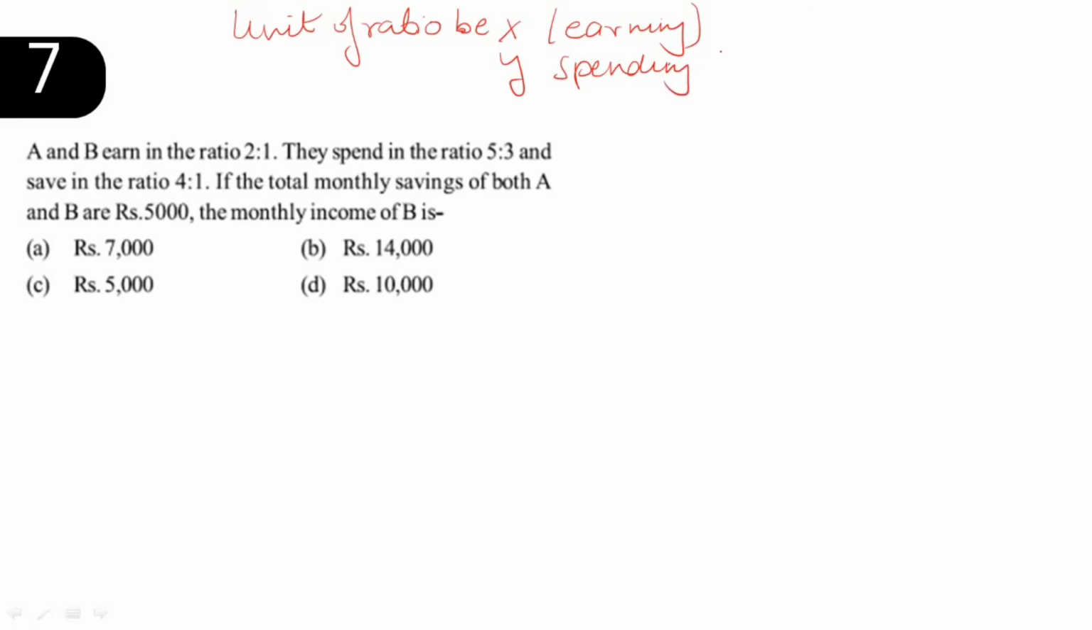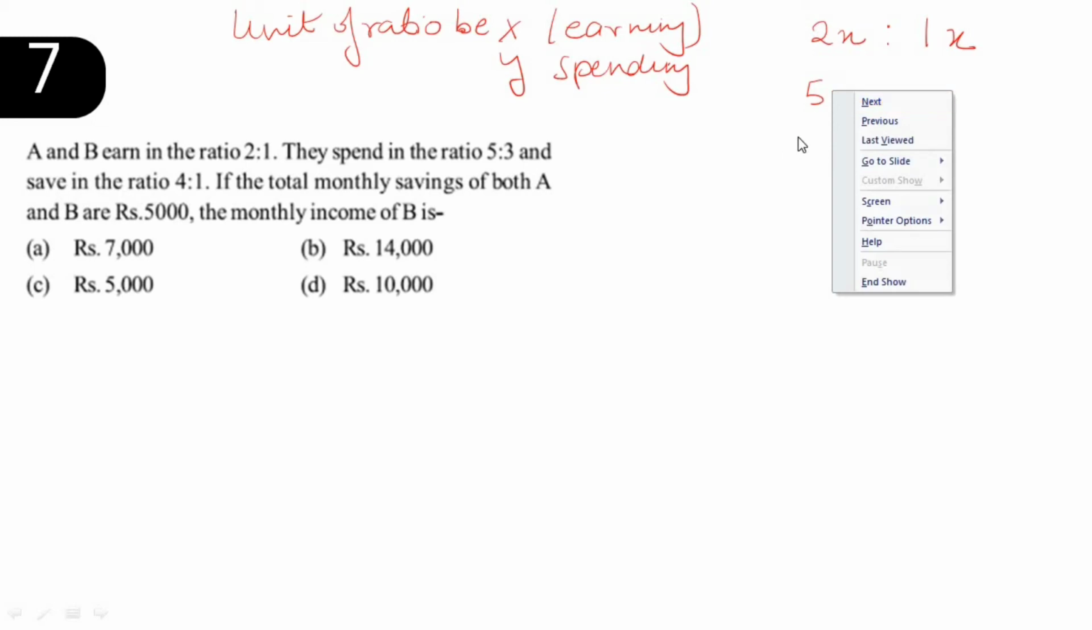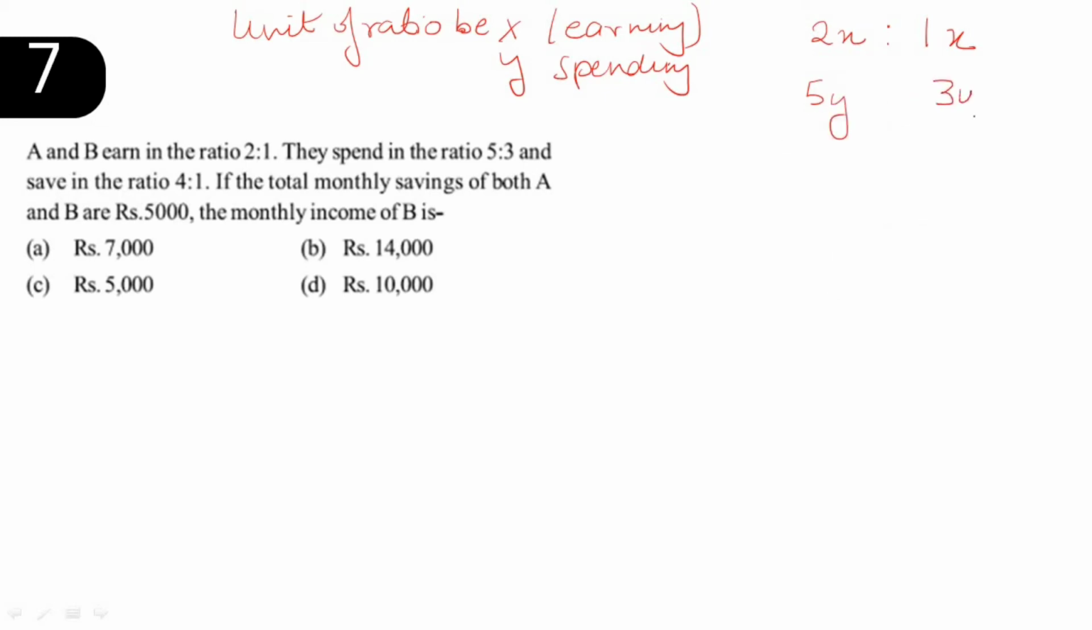Okay, so why have we taken this unit of ratio? Because if X earns this much, A earns this much, then B earns this much. If A earns 2x, then B earns 1x. And if X spends this much, then B spends this much, because the ratio is 5:3.